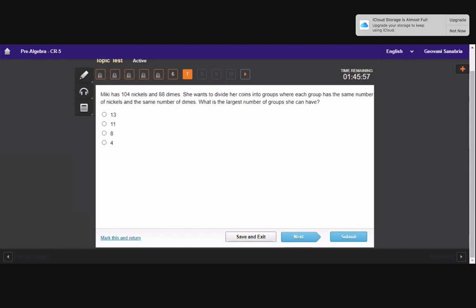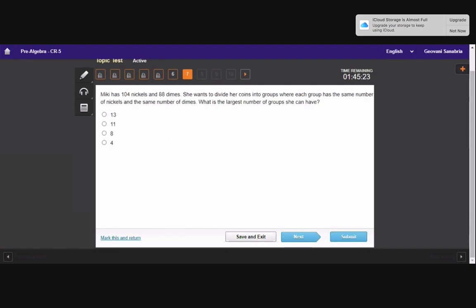What about 104 divided by 8? That equals 13. So you can have 8 groups of 13 nickels, and 88 divided by 8 is 11. So 8 groups of 11 dimes. Each group would have 11 dimes, and each group would have 13 nickels. I think it also works for 4, but it says the largest number. I think the answer is 8 on this one.